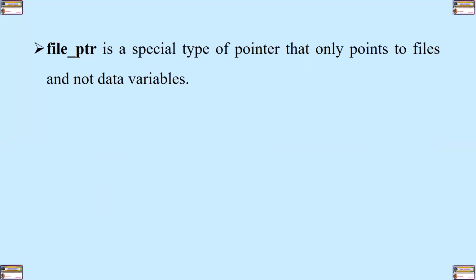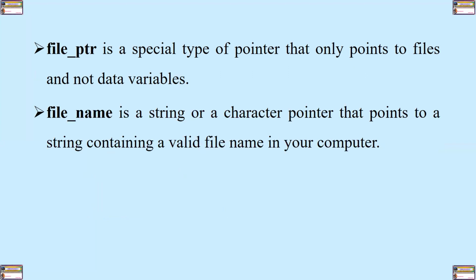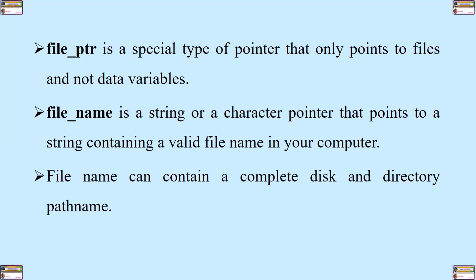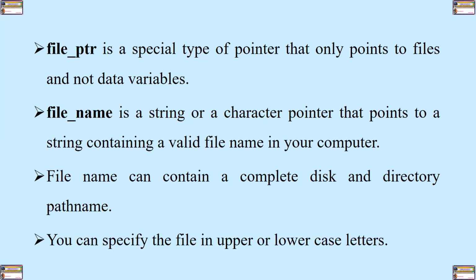So a file pointer is a special type of pointer that only points to files and not data variables. The file name is a string or a character pointer that points to a string containing a valid file name in your computer. The file name can contain a complete disk and directory path name. You can specify the file in upper or lowercase letters.